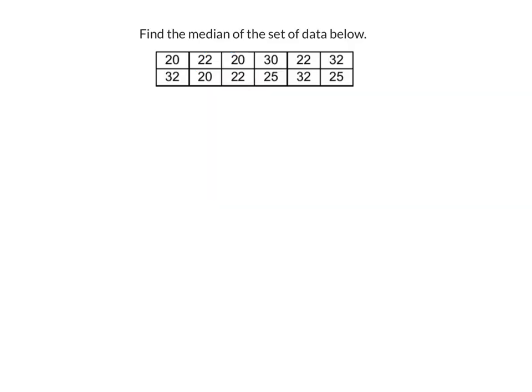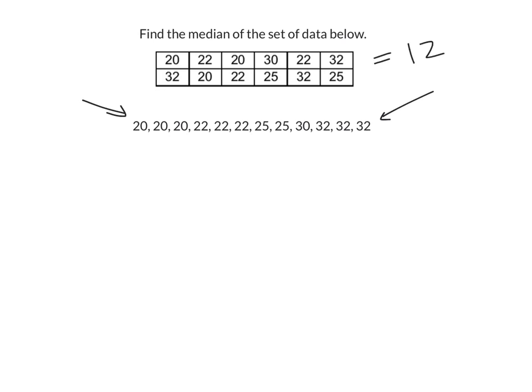Find the median of the set of data below. To find the median, we want to sort the data from smallest to largest. The data set from smallest to largest is on the screen. So the smallest value is 20 and the largest value is 32, and there are 12 values. Since there's 12 values and 12 is an even number, that means the median is going to be the average of the two middle numbers.